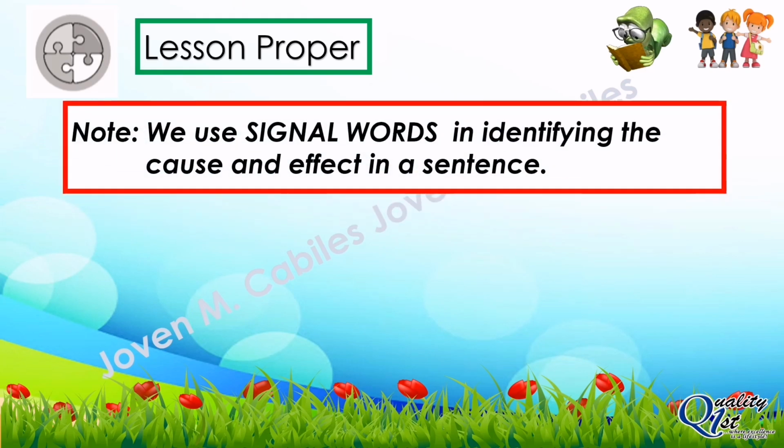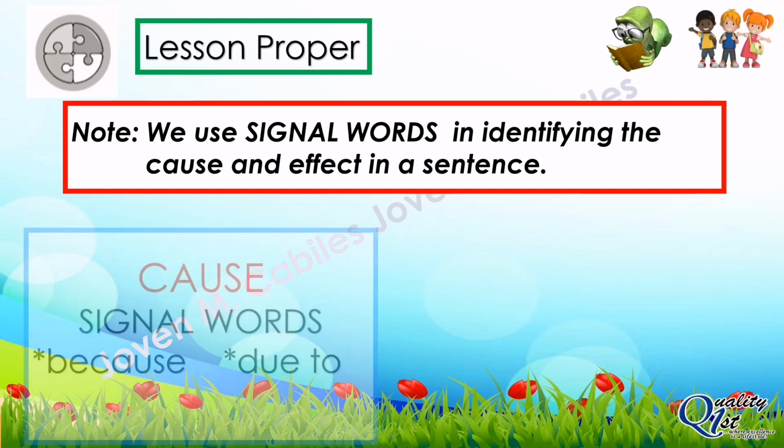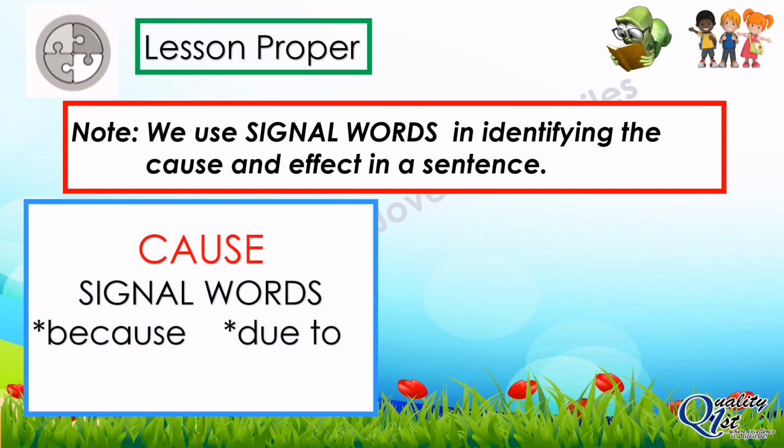Now, note, kids, and I want you to remember this. In identifying the cause and effect relationship, we use signal words. Okay? Again, in identifying the cause and effect relationship, we use signal words in a sentence. Okay? Just like the examples here. For the signal words under cause, we have because or due to. Okay? Whenever you see these signal words, this means that the phrase is a cause.